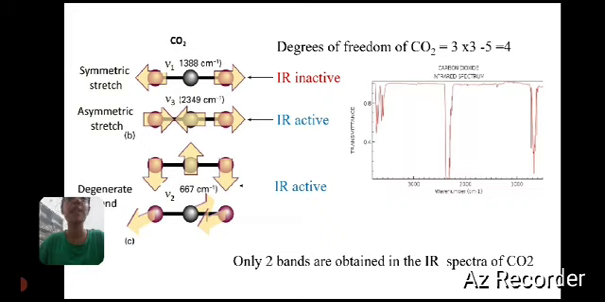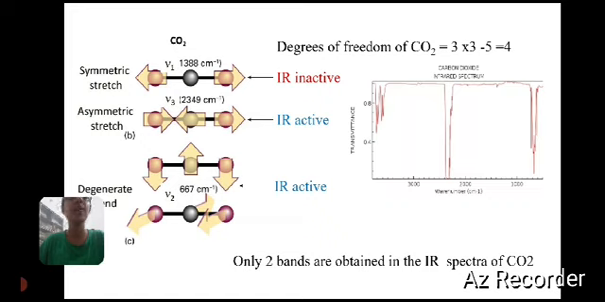So, to find the vibration degrees of freedom, we have to use the equation 3n minus 5, where n is the number of atoms. If we put the number of atoms in carbon dioxide, which is equal to 3, in the equation, we will get 3 into 3 minus 5, that is 4. So, we can conclude there are 4 vibration degrees of freedom.